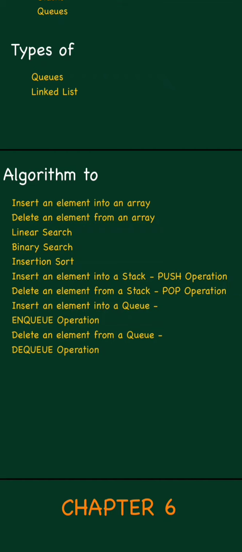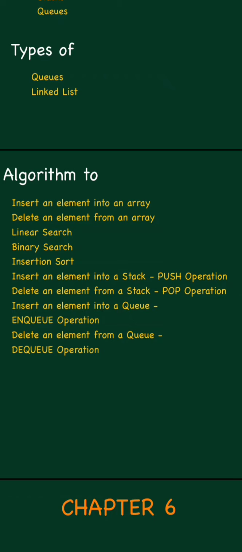Then delete an element from a stack, that is known as what? Pop operation. There we are going to check the basic condition, whether it is underflow or overflow. If it is overflow, then we cannot insert a new element into a stack. If it is underflow, that means what? There is no element in the stack, so we cannot delete any element from the stack. Okay, so you have to be prepared for that, and you have to keep in mind all the steps of an algorithm.